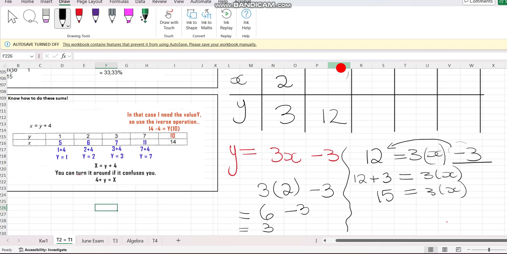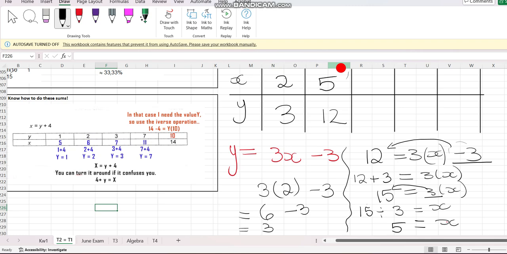Now, this is more 3 times x because there's a bracket there. So if you want to throw that over, that means 15 divided by 3. And then all that's left is your x, so you can take your bracket away. So 15 divided by 3 gives you 5. And then your x. So x equals 5. So this answer here is 5.